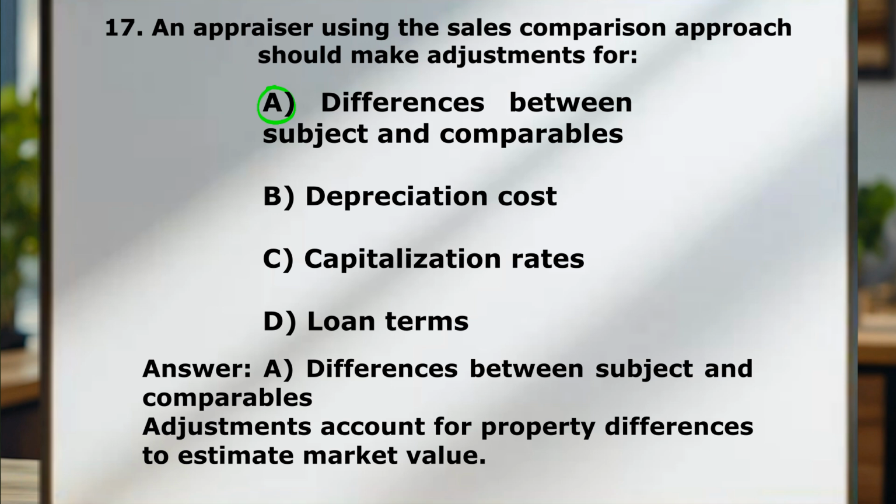So the adjustments for the sales comparison approach should definitely look at the differences between the subject property and comparable sales in terms of condition, size, different features like a pool. And when studying these different approaches for home values, definitely know the differences between each.